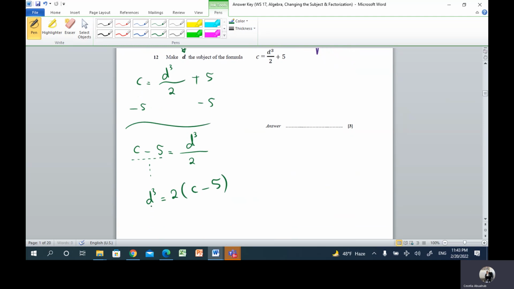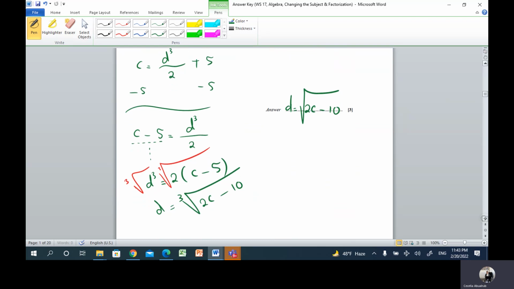So we only want D as a subject. So to get rid of that cubic, we need to cube root each side of the formula. So the cubic root cancels the cubic power. So D is equal to cubic root of 2C minus 10. Next.